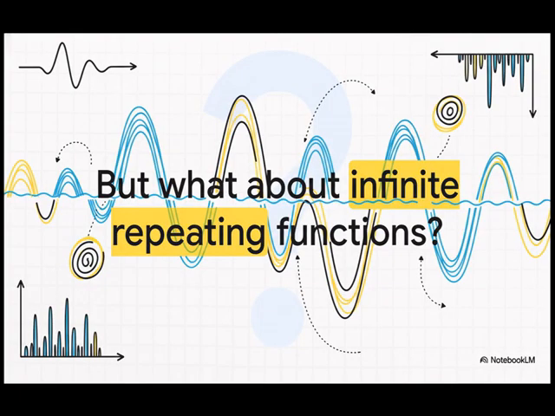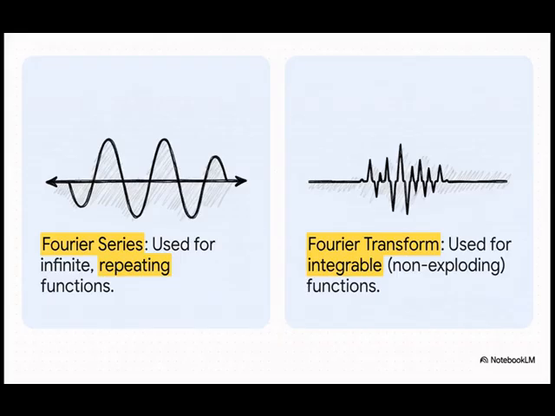Okay, so right about now you might be thinking, hold on a second. I thought we used Fourier stuff for things like sine waves, and those repeat forever, right? And if you're thinking that, that is a fantastic question, because it gets right to the heart of a really common mix-up. So let's clear this up. We're actually talking about two different tools for two totally different jobs. You've got the Fourier series, which is the tool you use for those perfect, endlessly repeating functions. But the Fourier transform, the one we're focused on today, that's for integrable functions, the ones that don't explode, the ones that eventually die down.